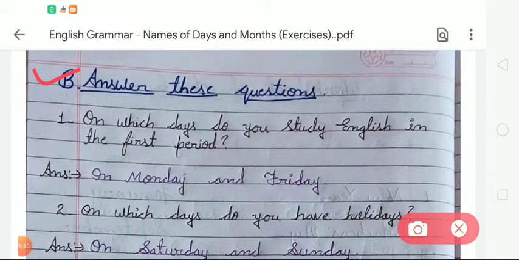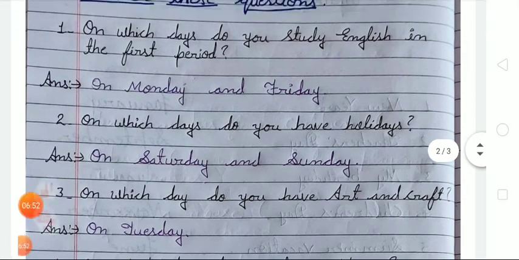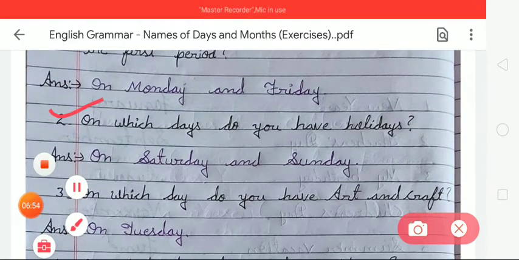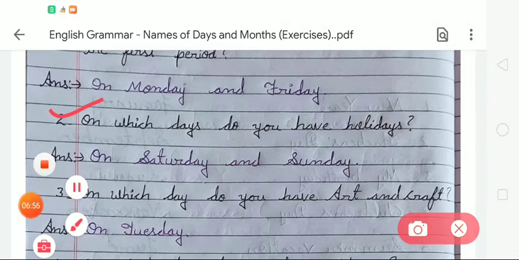So student, the first question is: on which days do you study English in the first period? So the answer will be, according to the timetable, on Monday and Friday. Okay student, now the next question is: on which days do you have holidays? So according to the timetable, the holidays are on Saturday and Sunday. So we have to write the answer, that is, on Saturday and Sunday.